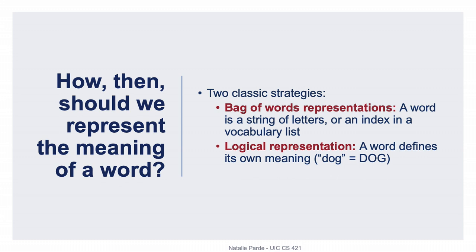In a logical representation, you basically just say, here's a word, and it's a symbol that defines its own meaning. So the realization of the word dog is directly attached to some symbolic representation lurking around somewhere. The latter representation isn't very useful in natural language processing, but the former has been quite popular because it turns out to be a surprisingly effective way to represent meaning as it is needed for common NLP tasks.